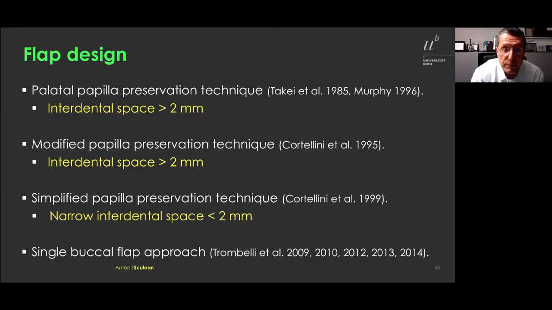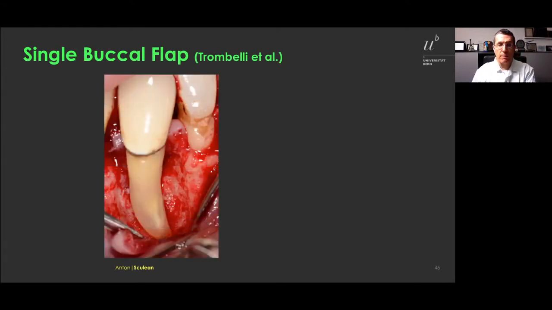I will show you some videos a little bit later on that. This is dependent on the availability of the interdental space. And we have also a very smart technique by Dr. Trombelli, where they use the single buccal flap. Of course, it can also be a single palatal flap. This means that I would open only one side of the defect, whereas the other side stays stable. I clean the defect, I don't move the papilla, and I just replace the flap and close it. So this is the single buccal flap.